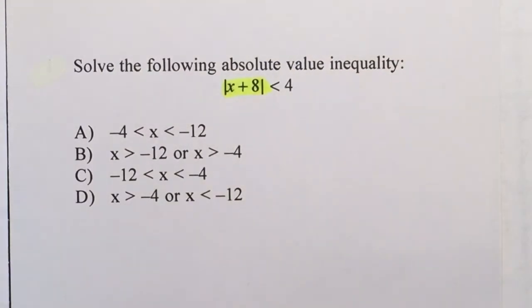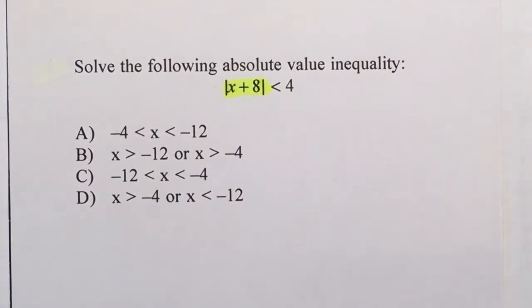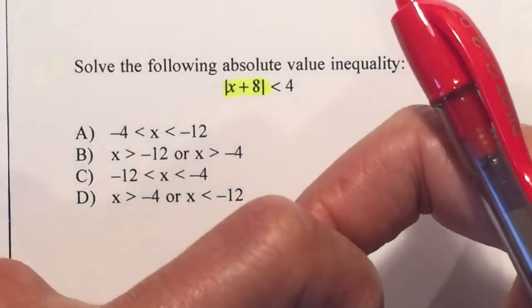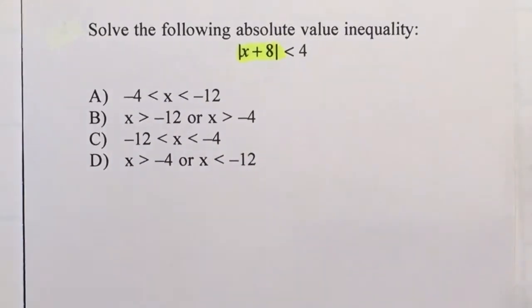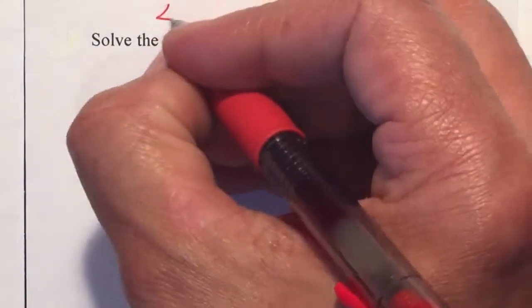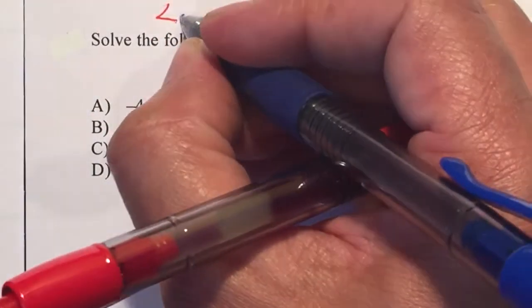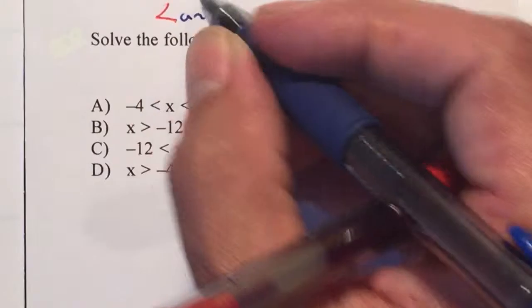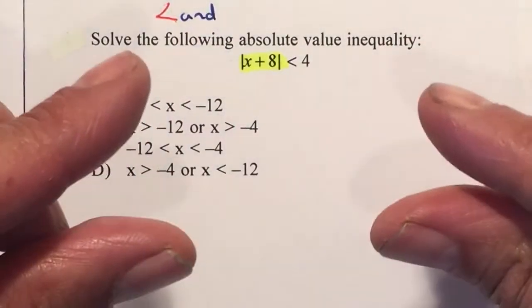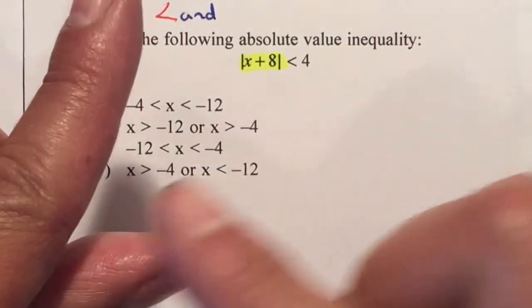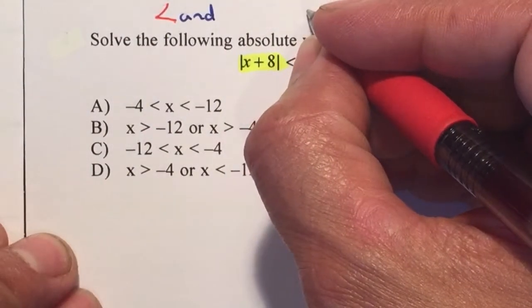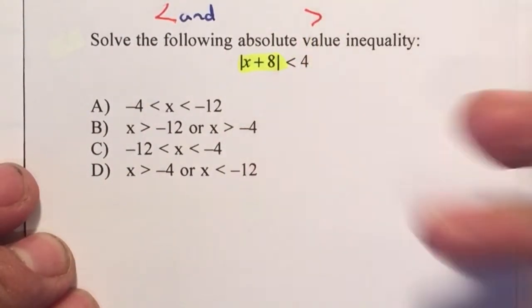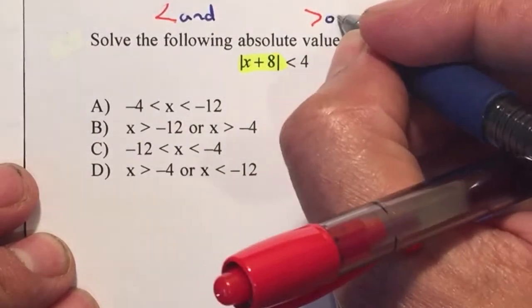First, let's decide if it's going to be an AND or an OR. ANDs will be connected, ORs will be going away from each other. If it's less than, it's going to be an AND, and notice that it forms the word LAND, so that's one easy to remember. Which one forms L? This one forms L, so that's AND. If it's greater than, it's going to be an OR.